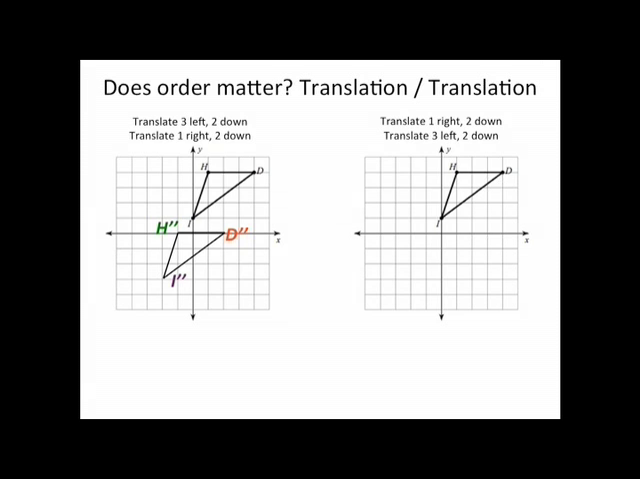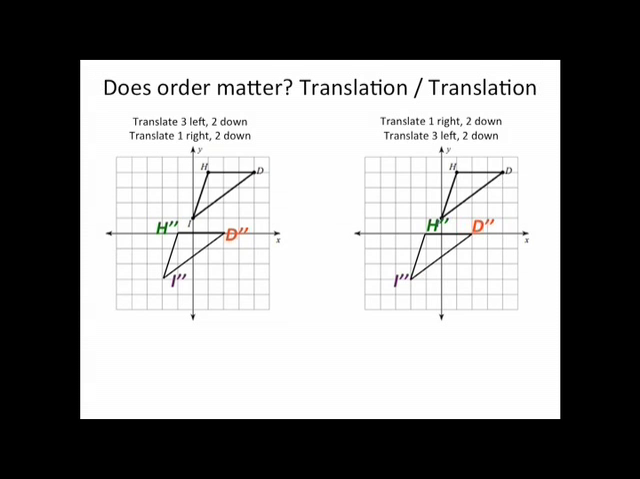Now on the one on the right, we're going to do it in a different order. We're going to start by going 1 right and 2 down, mark my point, 1 right and 2 down, mark my point, 1 right and 2 down, mark my point, draw my triangle, get rid of all that other stuff. Now we're going to go 3 left and 2 down, mark my point, 3 left and 2 down, mark my point, 3 left and 2 down, mark my point, draw my triangle, get rid of all the intermediate steps. And when I look at those 2 triangles, the answer is they are the same. They're in the same place.